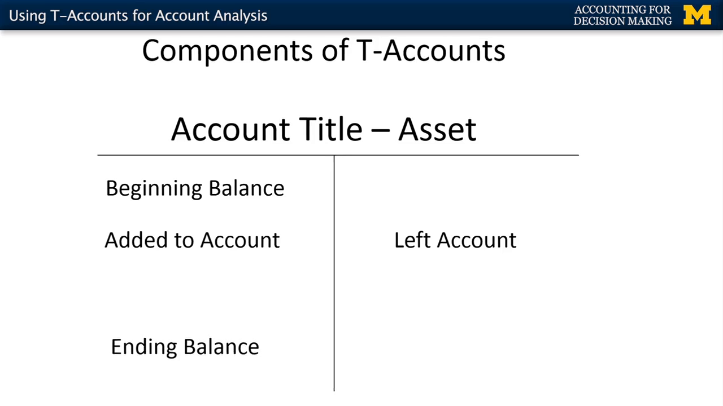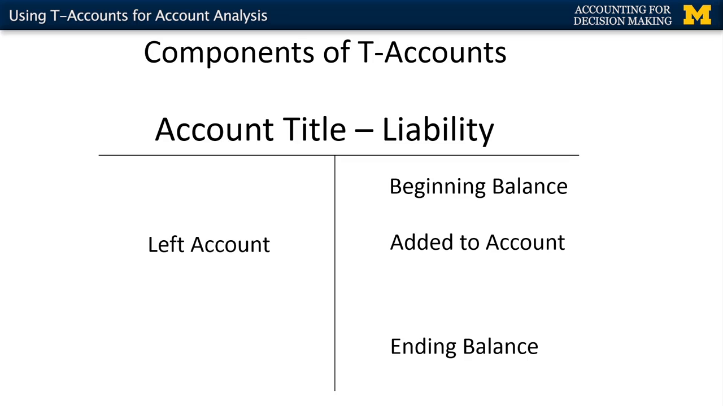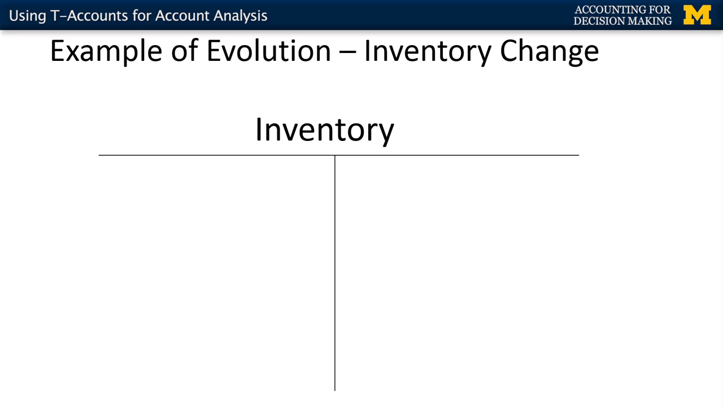If you think of a liability account, it looks pretty much the same as far as the T account. It's just the mirror opposite of it. So the beginning balance, the additions, and the ending balances are all on the credit or right-hand side. And the things that left the account are on the left-hand side now, or the debit side. Let's take an example of looking at how we can use this structure to get a better understanding of what's going on. We'll return to our inventory example.